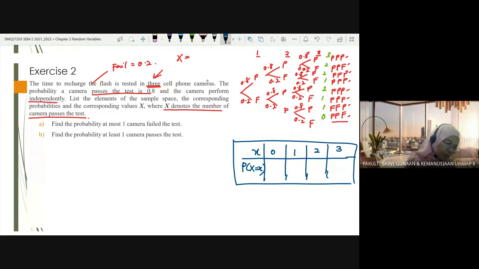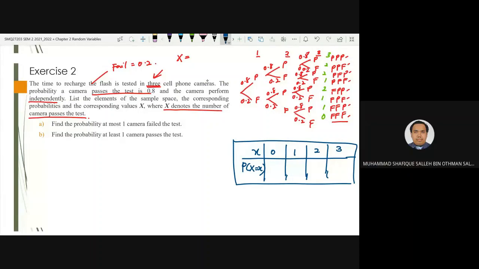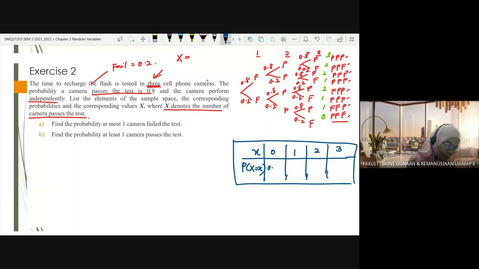If X is 0, then it's easy. Multiply 0.2, 0.2, 0.2. What will be your probability value, class? 2 times 2 times 2: 2 times 2 is 4, 4 times 2 is 8. So 0.008.